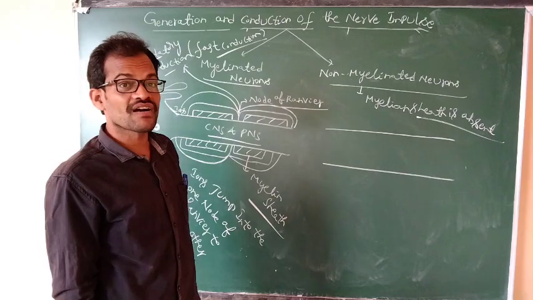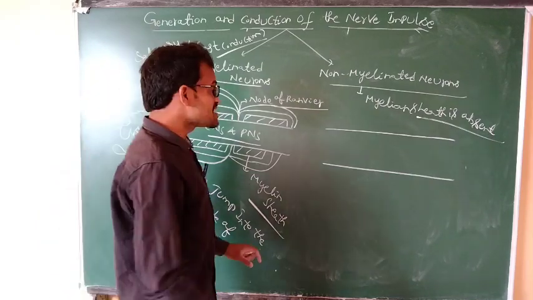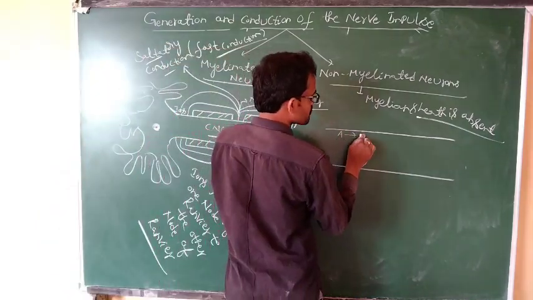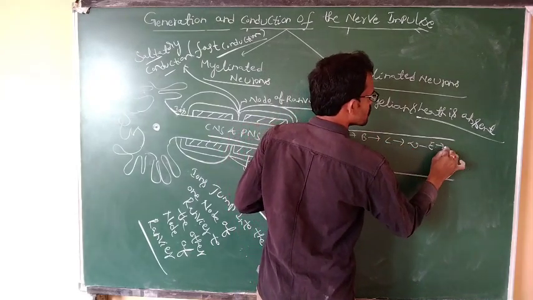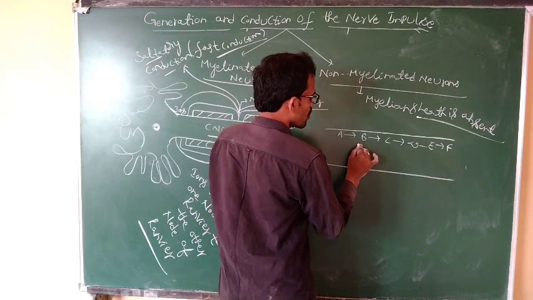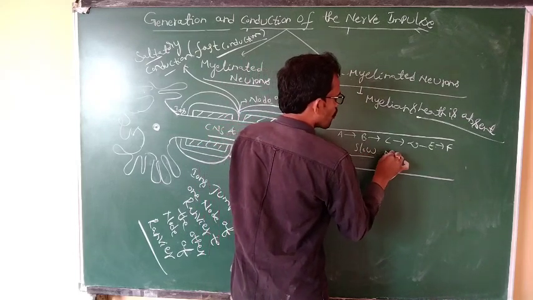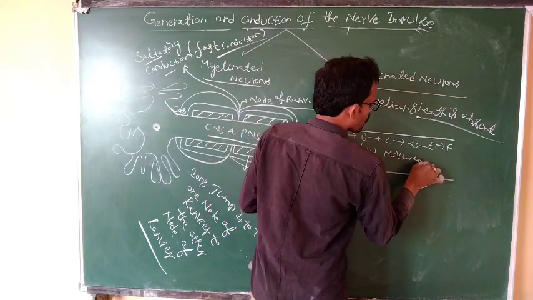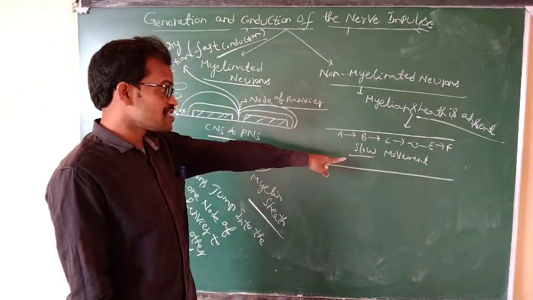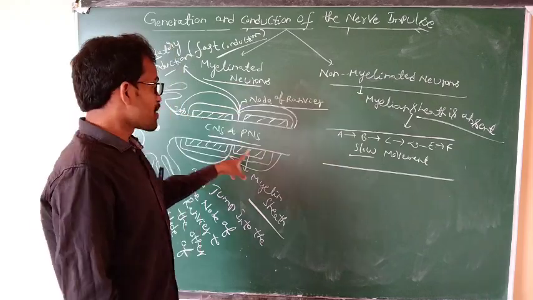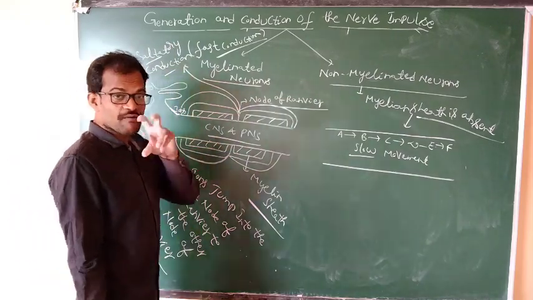Those neurons where the myelin sheath is absent have a slow movement of ions, because the myelin sheath is absent. But where the myelin sheath is present, those neurons consist of myelin sheath.